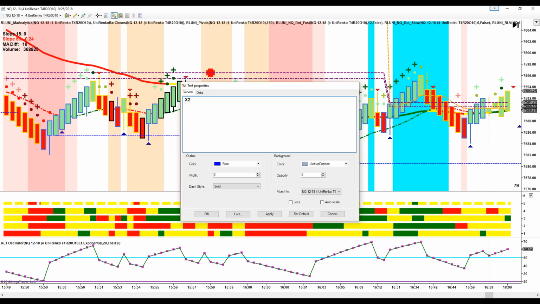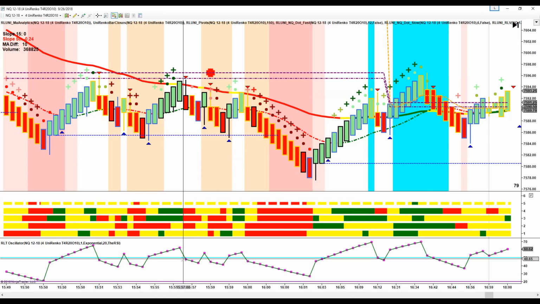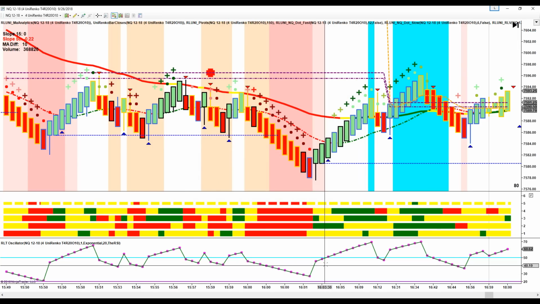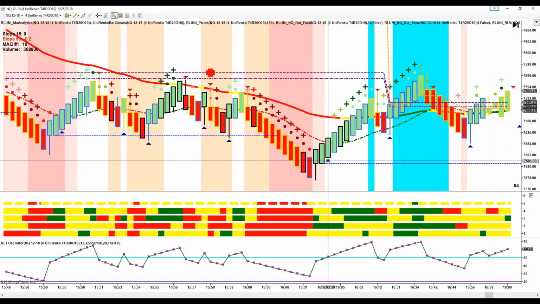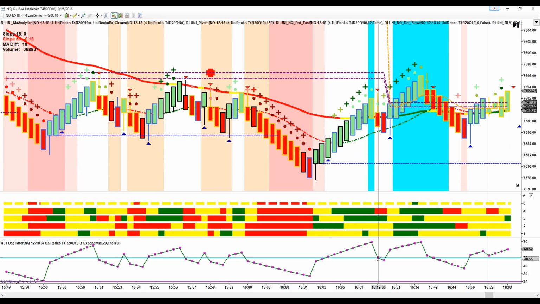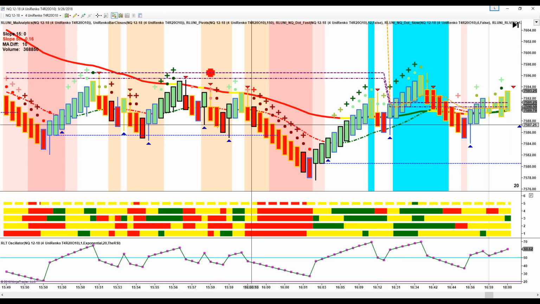So it's simply an exponential oscillator. Every time it crosses to the upside, the 50 to the upside, you get an up triangle. And every time it crosses the 50 to the downside, you get a down triangle. Now it's going to give you a lot of false signals. You have to vet them, but it creates tremendously advantageous trading opportunities if everything else works.